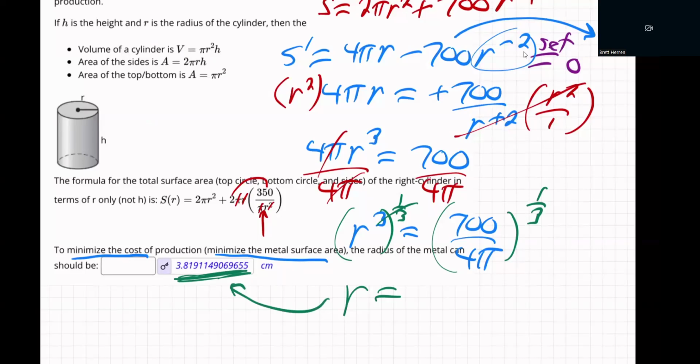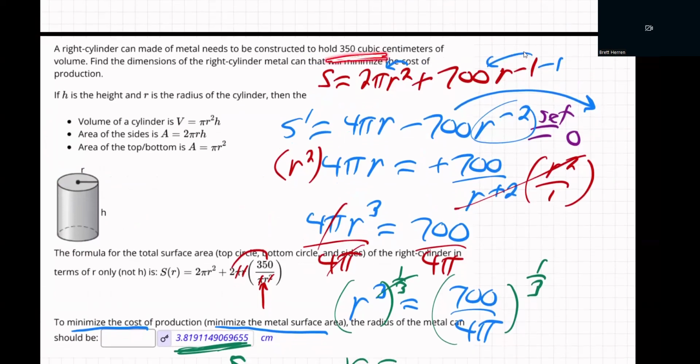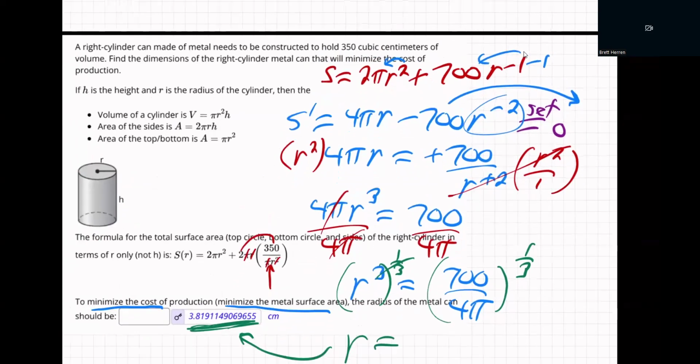So that's how you should make that can. That's the radius that'll minimize the cost, the least amount of material on the outside to still hold the volume you need. It's a very practical question for people making containers big and small: how do we make it hold what we need to hold and use the least material possible? That's the radius you should choose to use the least material possible. And so there we go.